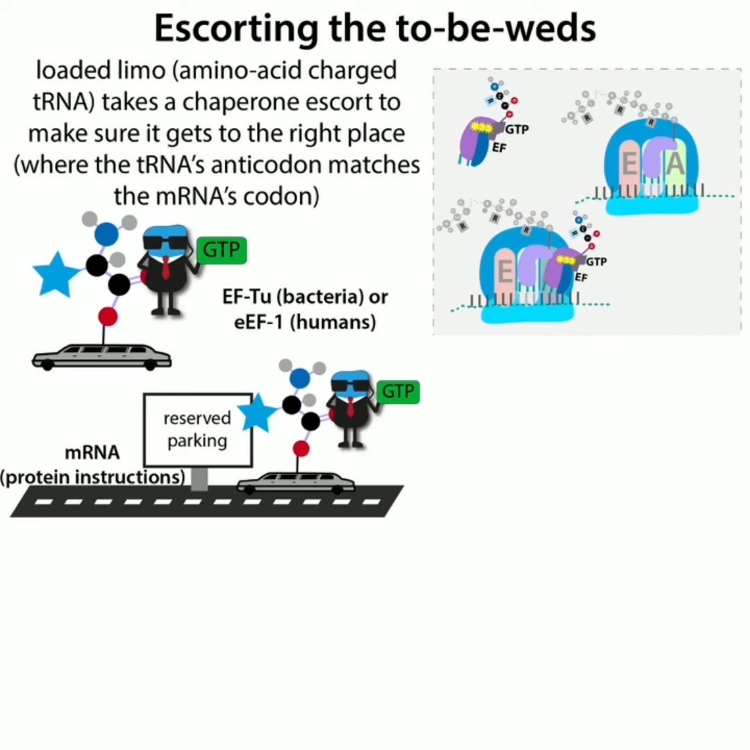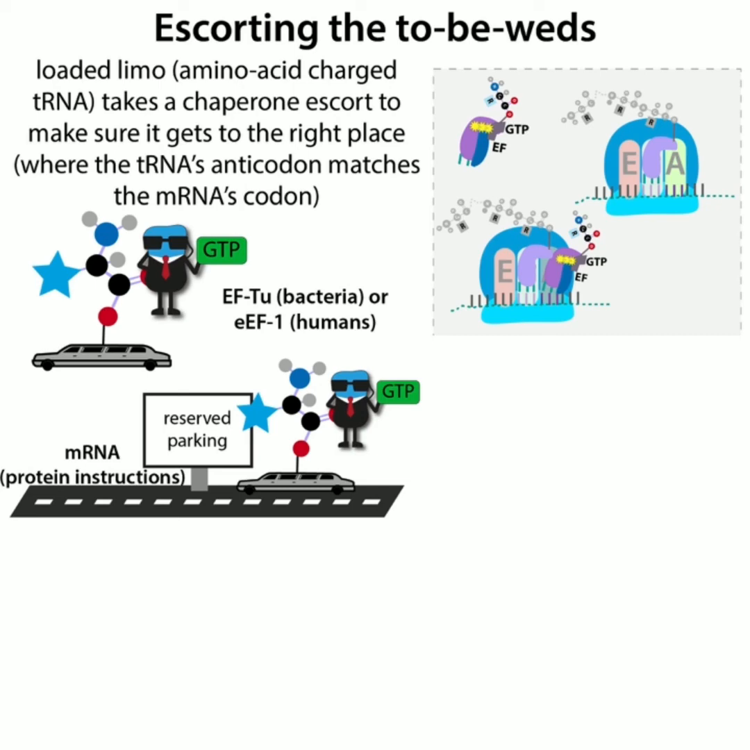And so in order to get the limos to their parking spots in the ribosome, they take this escort called an elongation factor. And this elongation factor is going to use energy as well. So it uses energy in the form of GTP, which is like ATP, except instead of the A, it has a G. So it's just a different RNA letter.